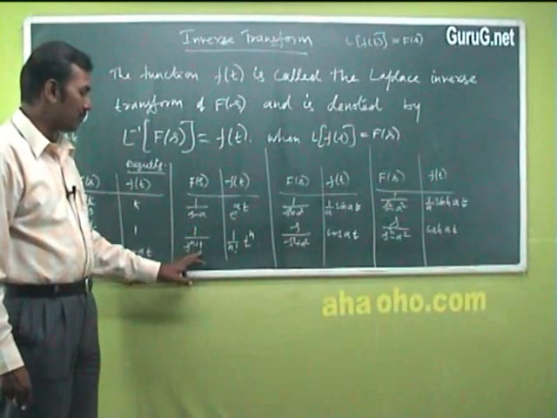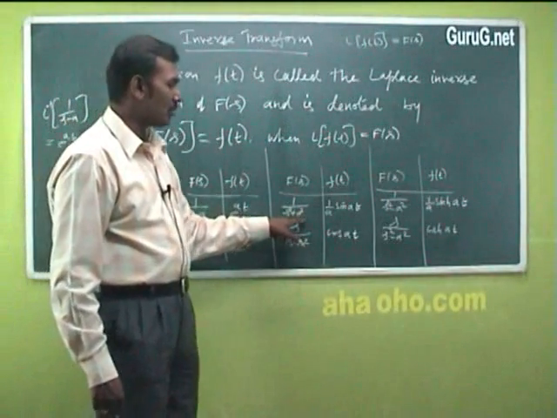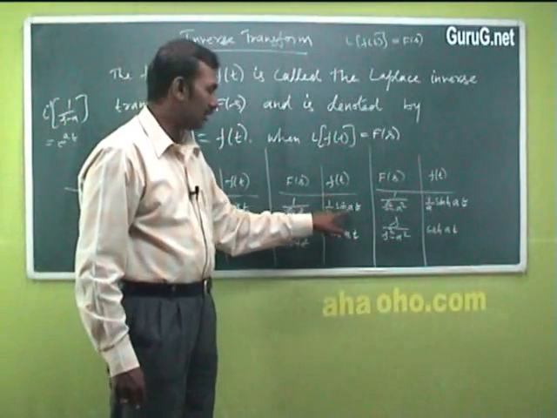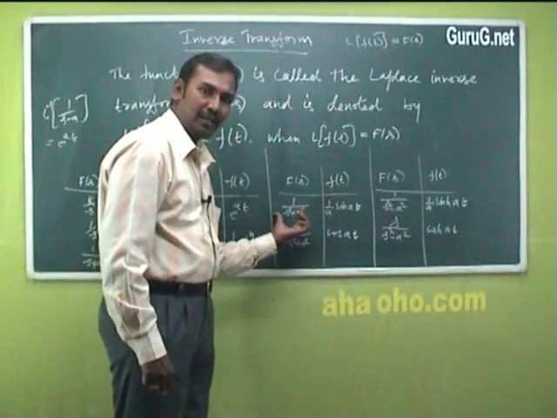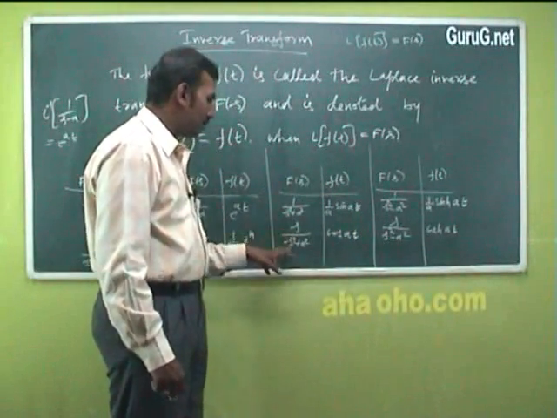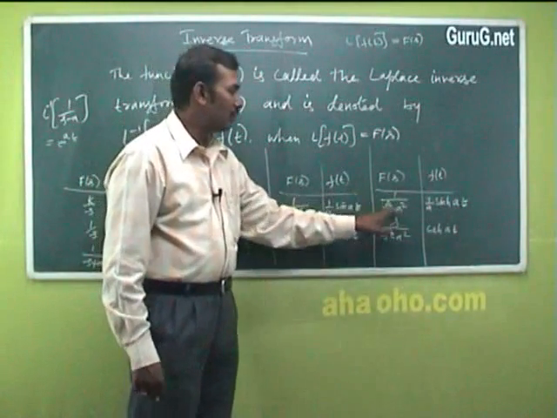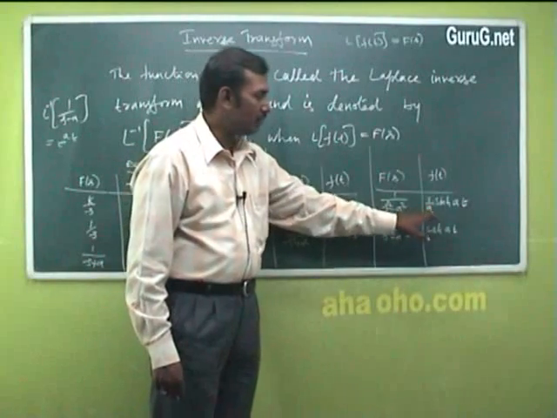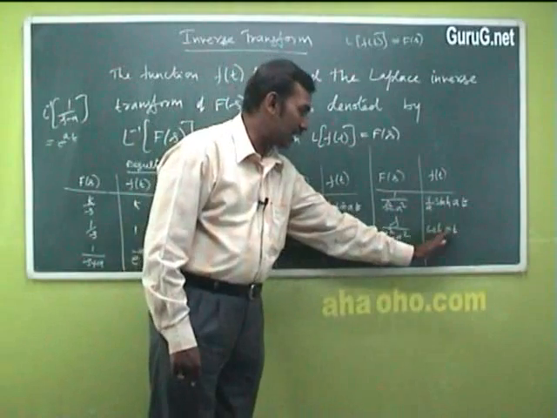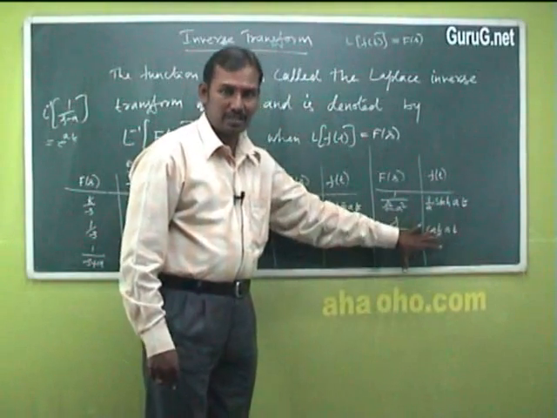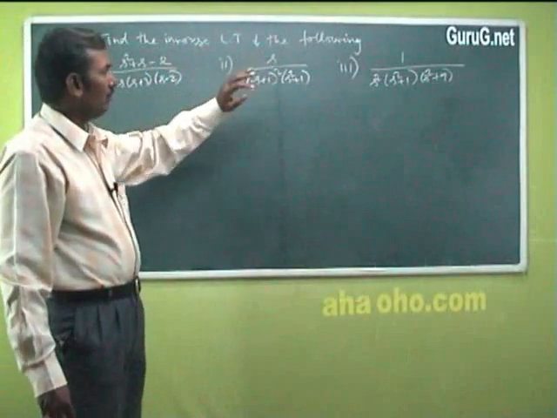1 by s power n plus 1 gives 1 by n factorial t power n. 1 by s square plus a squared equals 1 by a into sin at. Now if we take the Laplace of all these, this answer will come for us, right? So that is the reverse process. Now s by s square plus a squared equals cos at. Then 1 by s square minus a squared is nothing but 1 by a sin h at. So if we take the inverse of all these, the answer on the right side will come. Remember these results, right?